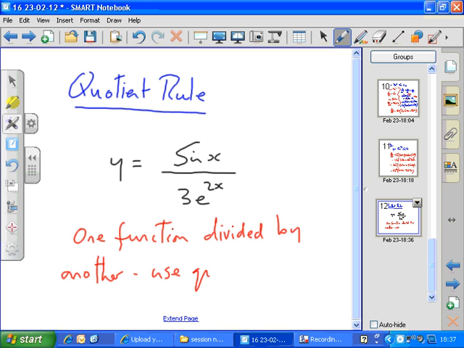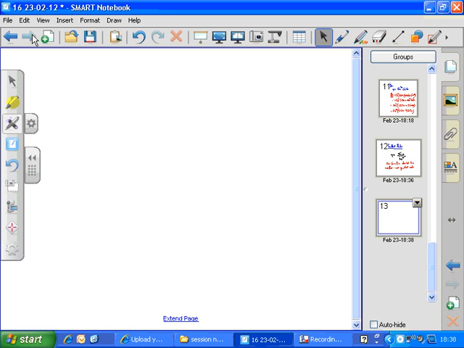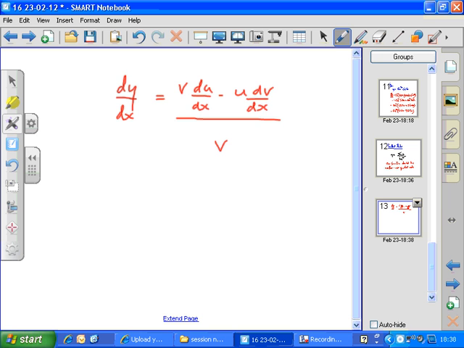Use the quotient rule. Again, I'm going to write it down and then put it in words. It looks a little bit more involved than the product rule, but it's exactly the same idea, just follow the rule. So, let's write it down. dy/dx. Be careful with your y's and u's, make sure they don't look the same. Equals v du/dx minus u dv/dx all over v squared. That's the quotient rule.